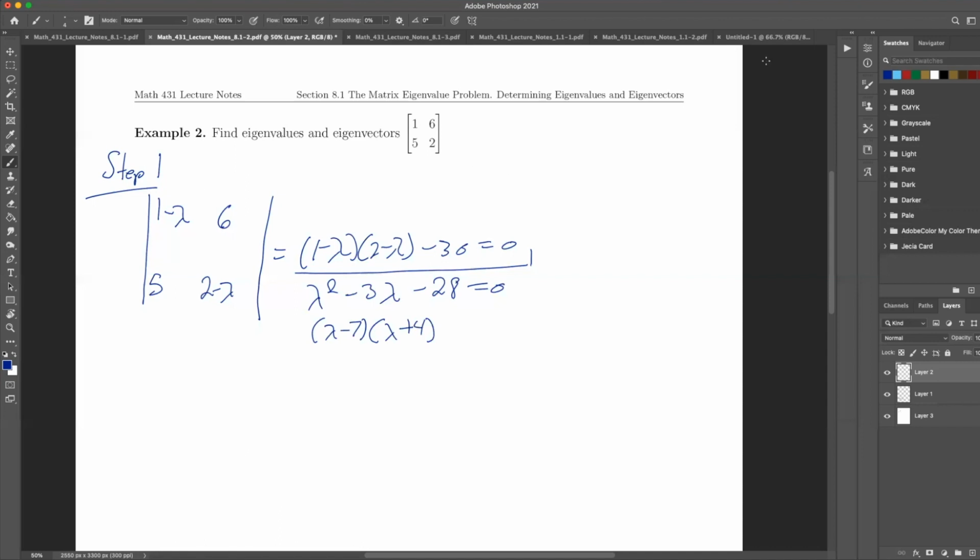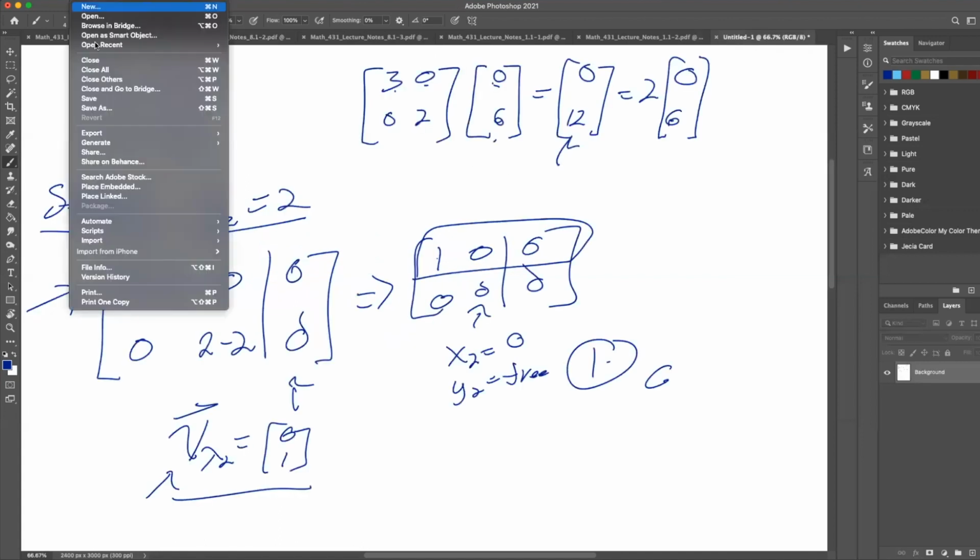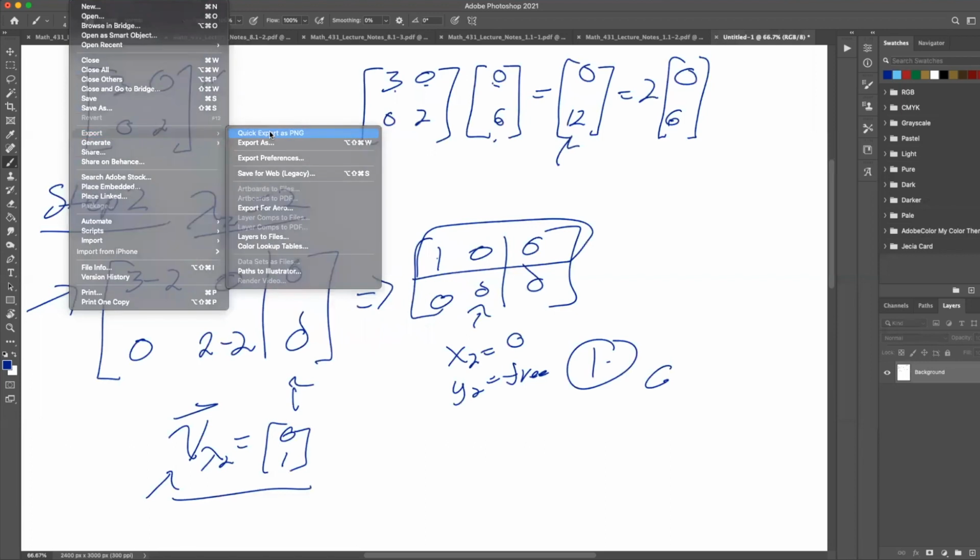Let me get rid of my extra note real quick so it plays nice. It's being crunchy.